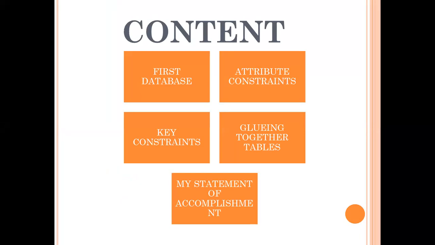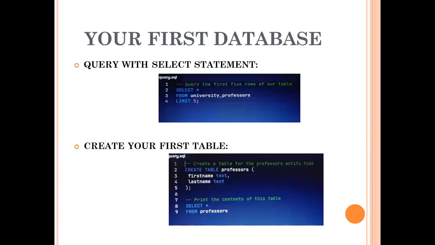First of all, I'll talk about how we can work in a database. Then I'll talk about some of the attribute constraints, then about key constraints. Then I'll tell you how we can glue together the tables. And then at the last, I will show my statement of accomplishment. So let's get started. First of all, working with a database.